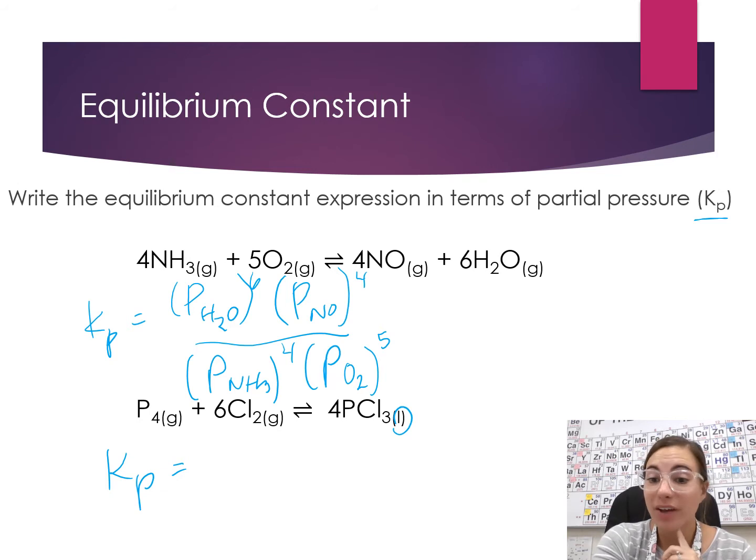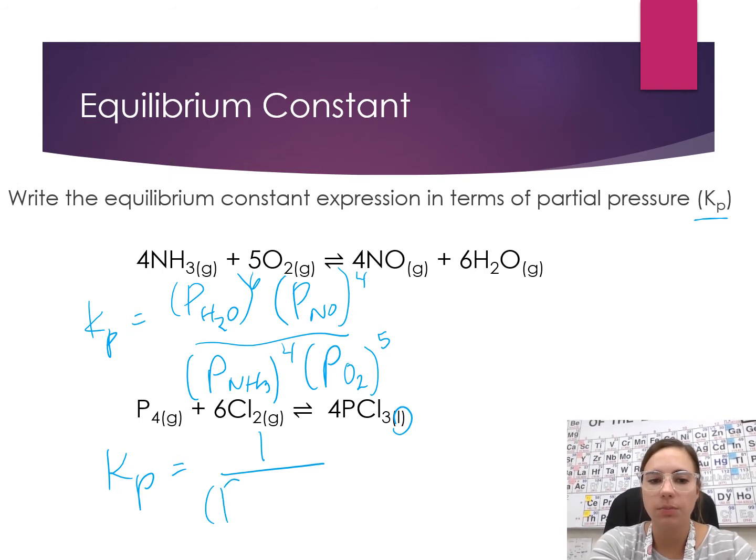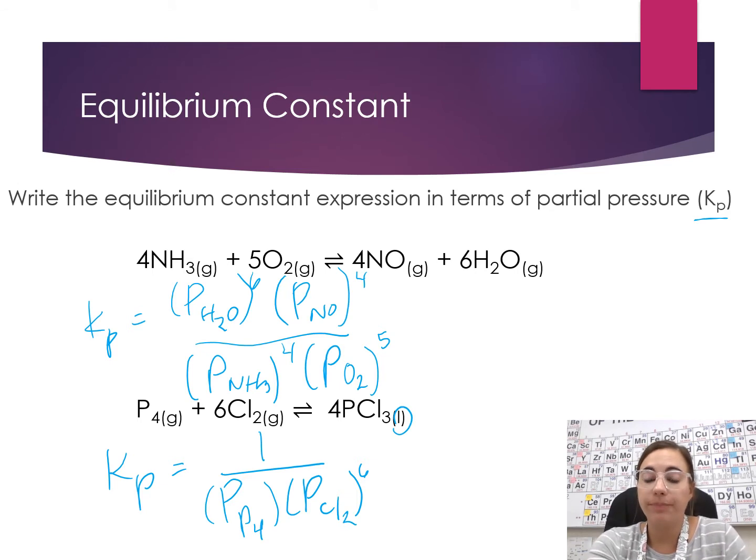1. So if ever this happens and your product is a liquid or a solid, and there's no product as part of your equilibrium expression, you're just going to do 1 over. And now we'll put our reactant: the pressure of P4 and the pressure of Cl2 to the 6th. So if ever that happens, you just do a 1. If ever you don't have a reactant to put because it's a liquid or a solid, then you would only have your numerator, you would have no denominator. Technically it's 1, but anything divided by 1 is itself, so we just leave it off.